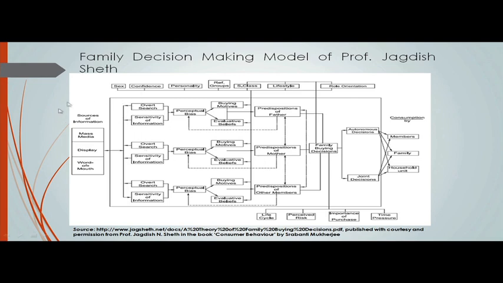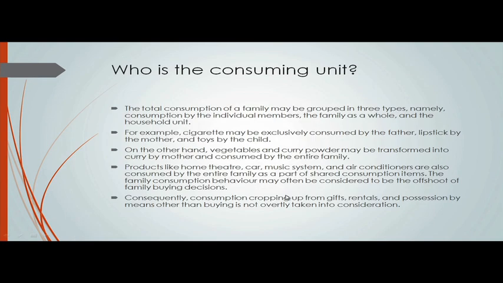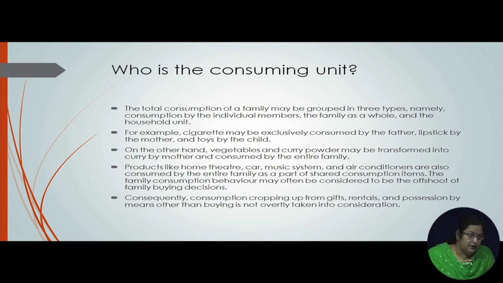Now, all of them have their own sources of getting information, and they have their own level of sensitivity to information, which together in a process develops their predisposition. I will go into details. So, our first decision, as I said, was who is the consuming unit. The total consumption of a family may be grouped in three types, as mentioned here. I already mentioned family as a whole, individual and household unit. For example, cigarette may be exclusively consumed by father, lipstick by mother, toys by child.